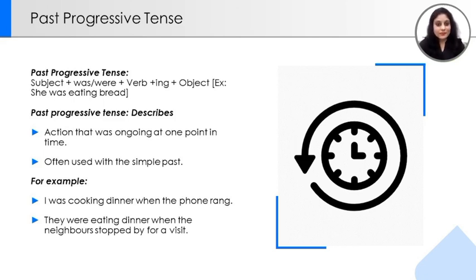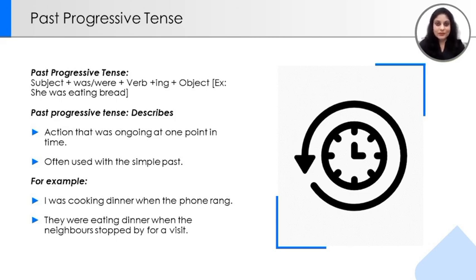Sometimes the past progressive tense is not used alone. It is used in combination with the simple past tense also to denote overlapping action. I'll tell you how. Take a look at these examples. I was cooking dinner when the phone rang. You can see here that I was cooking dinner is an action that was happening in the past, and this was a continuation of an action. This is a continued action.